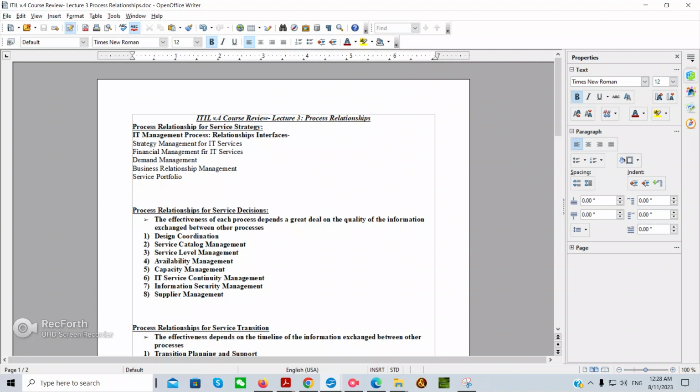Let's start off with process relationships for service strategy. Basically, you have IT management processes, which are relationship interfaces. Among those you have strategy management for IT services, financial management for IT services, demand management, business relationship management, and service portfolio. So consider those for a moment.